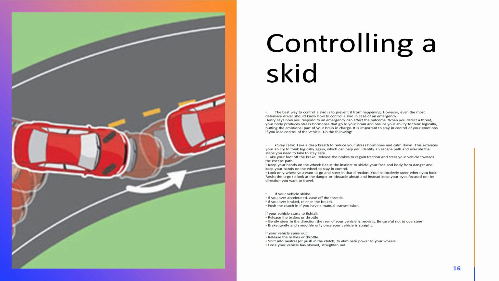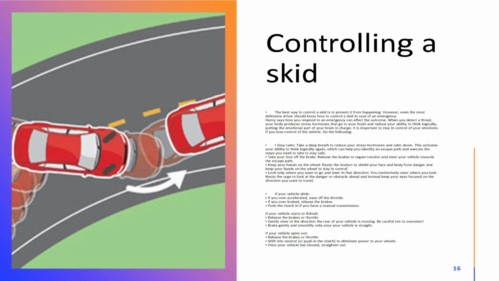Controlling a skid. The best way to control a skid is to prevent it from happening. However, even the most defensive driver should know how to control a skid in case of an emergency. Henry says how you respond to an emergency can affect the outcome. When you detect a threat, your body produces stress hormones that go to your brain and reduce your ability to think logically, putting the emotional part of your brain in charge. It is important to stay in control of your emotions if you lose control of the vehicle.